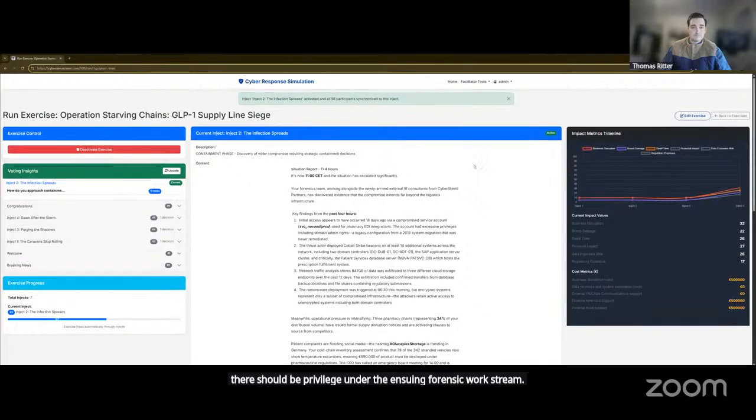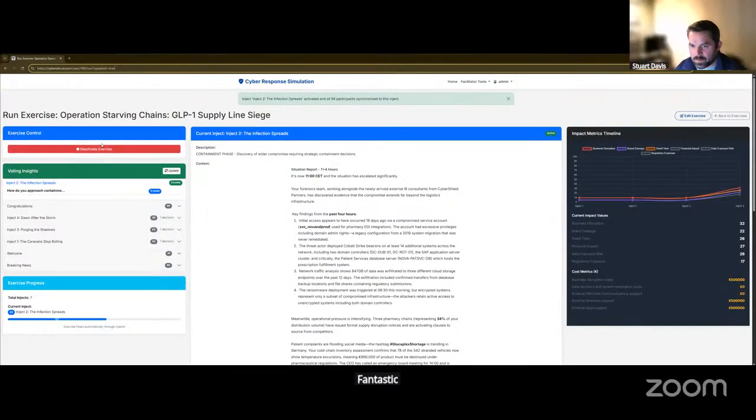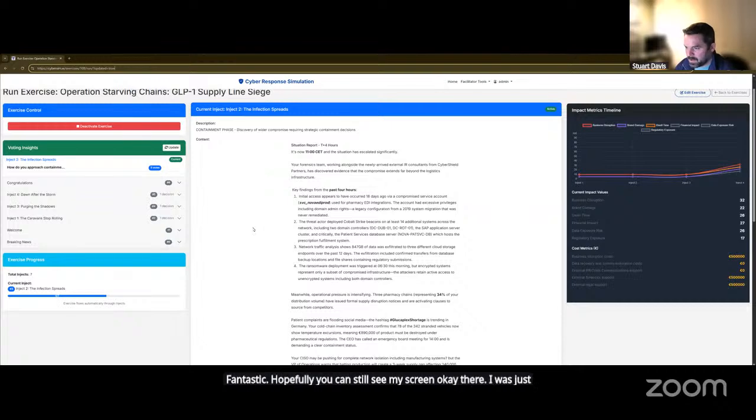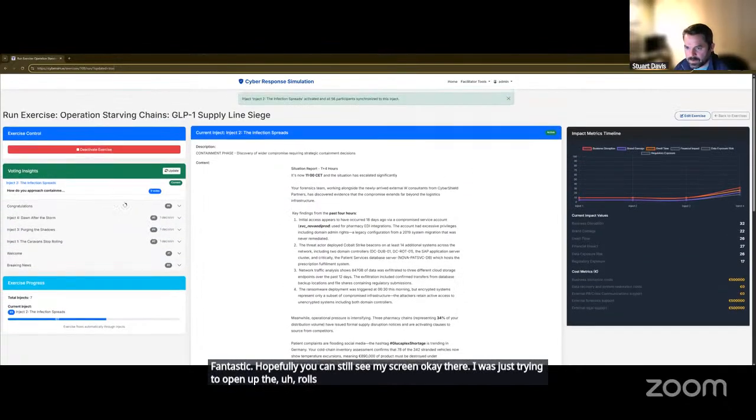Okay. Fantastic. Hopefully you can still see my screen okay there. I was just trying to open up the roles of our different team members.